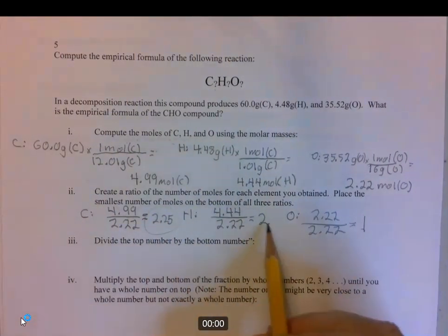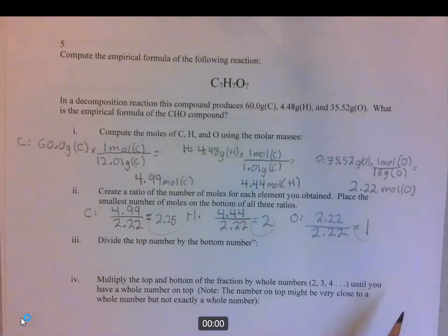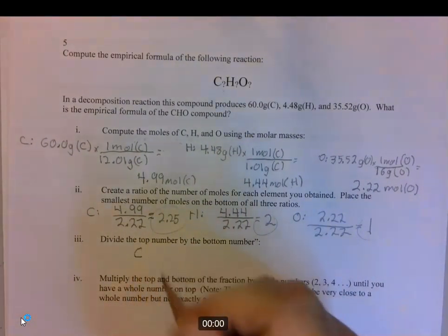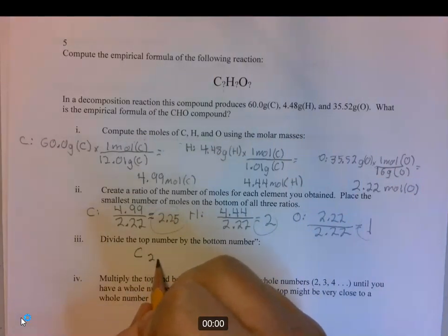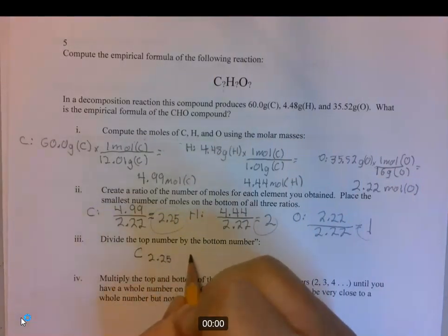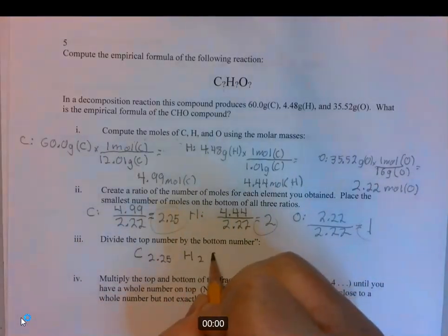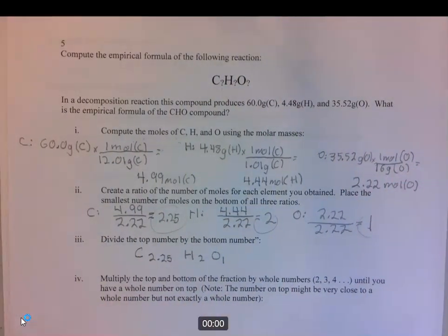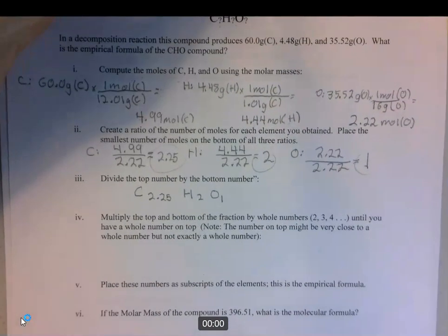Okay, so these are the 3 numbers we're dealing with. That means our initial subscripts are going to be C, 2.25, H, 2, and O, 1. I'll go ahead and write the subscript because we're just in the calculation stage. So you want to see what that number is there.